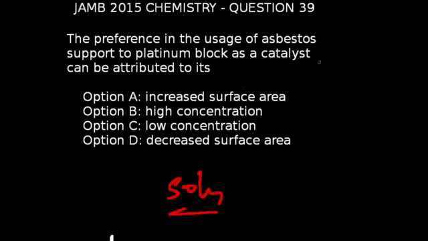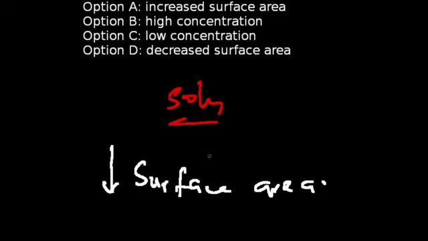JAMB 2015 chemistry, question number 39. The preference in the usage of asbestos support to platinum black as a catalyst can be attributed to its. In one or two scenarios, we hear people say, I prefer A to B, or I prefer B to A. This is because there are several reasons why we can prefer one thing to another.